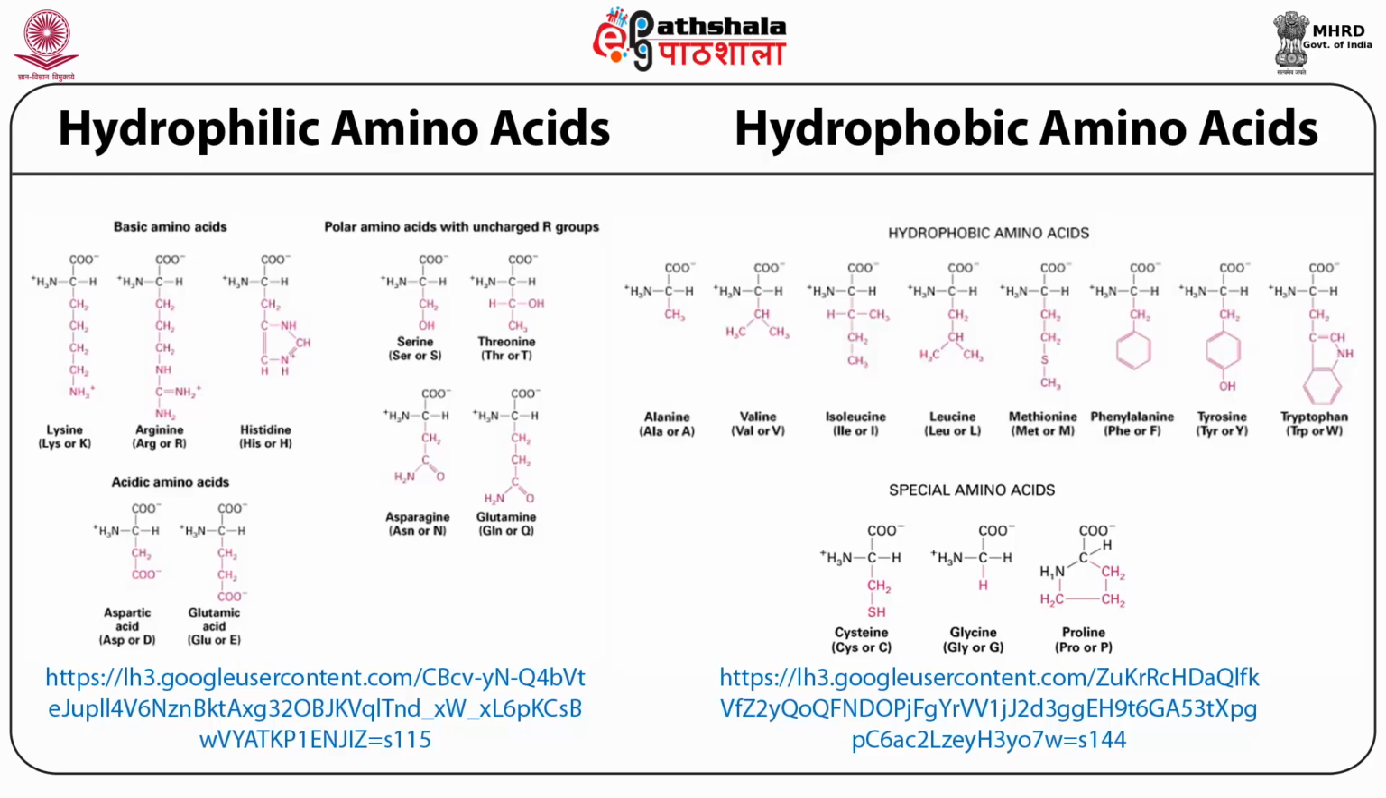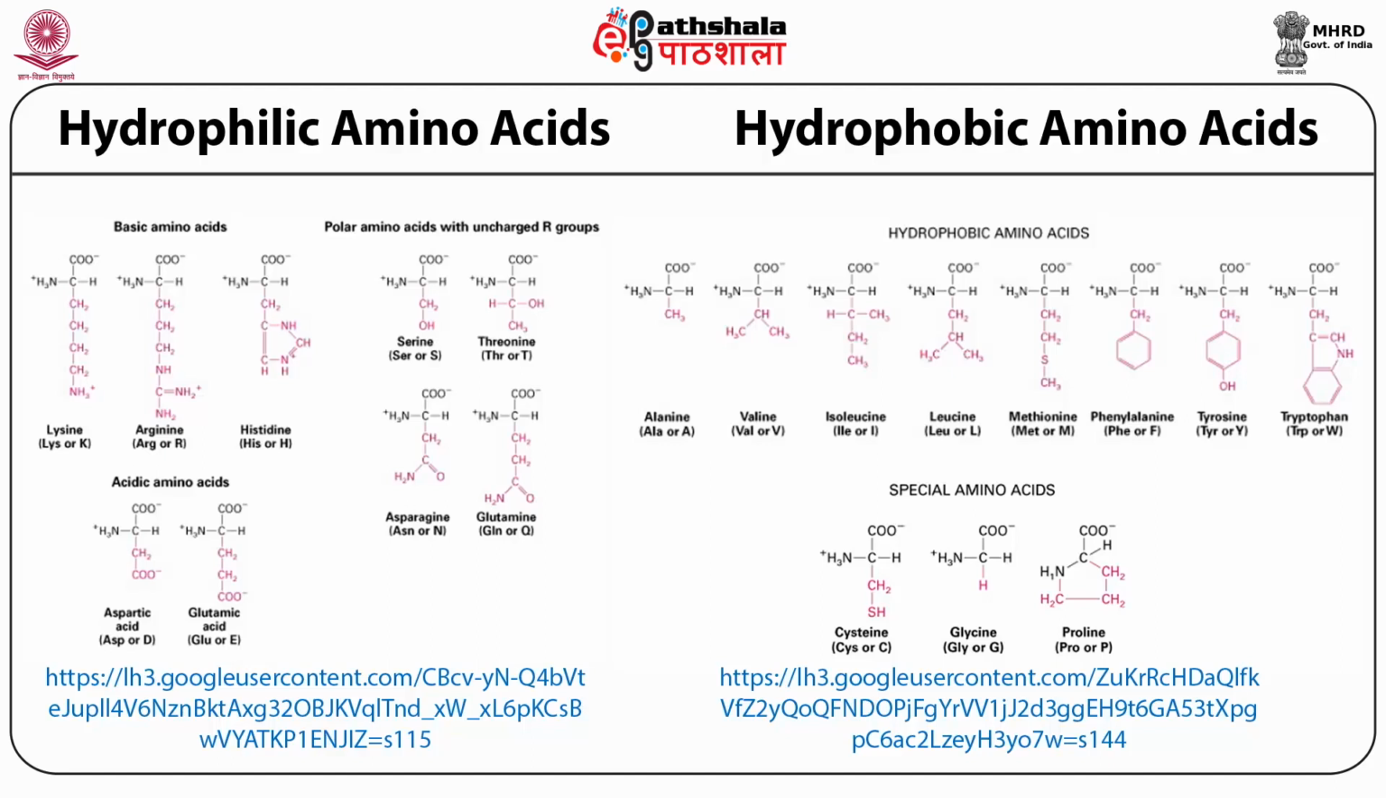Coming to the second part, that is the amino acids with uncharged polar side chains. Here, there are 6 amino acids that contain uncharged polar side chains. These are threonine, cysteine, serine, asparagine, tyrosine, and glutamine.